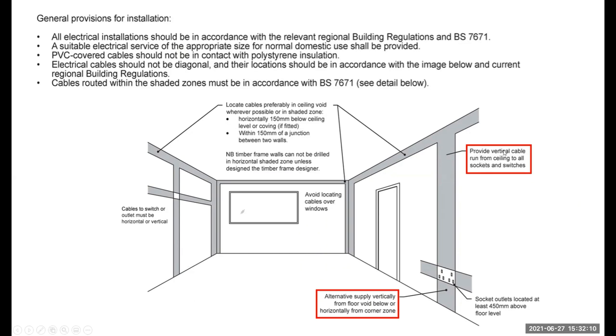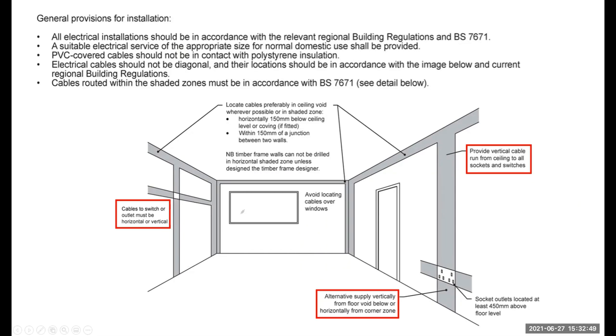So provide vertical cabling run from ceiling to wall switches and sockets, or as an alternative, you can come up from the floor or you can go horizontally from a corner zone. Again, on this side, they've shown that very clearly. It also says here that cables to switch or outlet must be horizontal. Again, there's that word, or vertical, one or the other. And again, it details that in the picture.